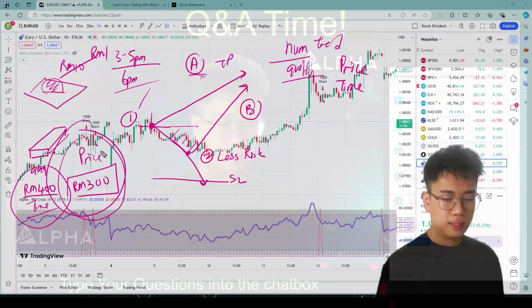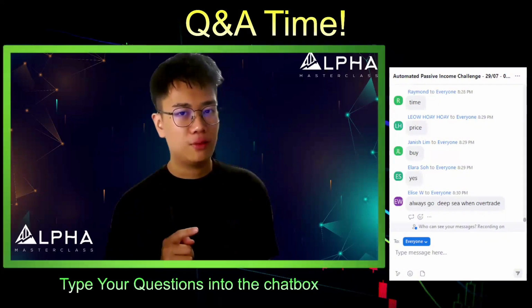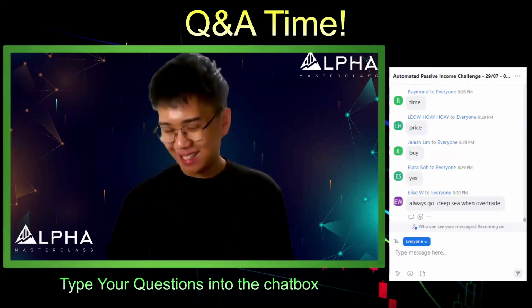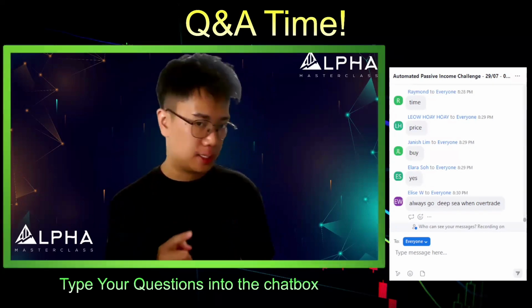The more trades that you open, the more prone you are to errors, because the market is not always perfect. Hence, the goal here is to minimize the risk and make sure that you have high quality trades. Always go deep sea when you over trade. Alright, so that is a concept that I would like to bring out for this part.